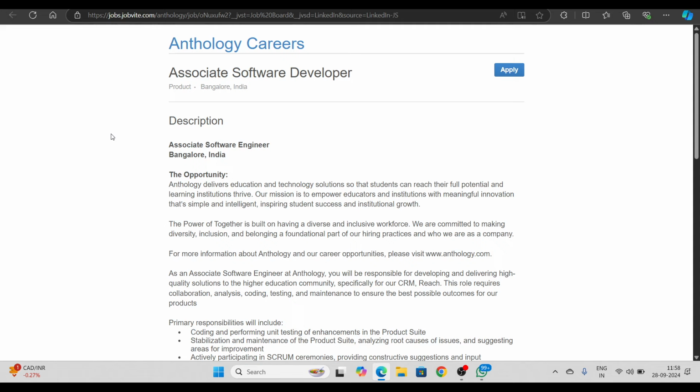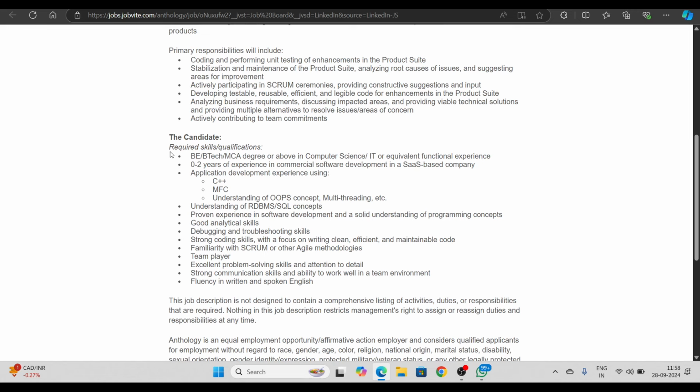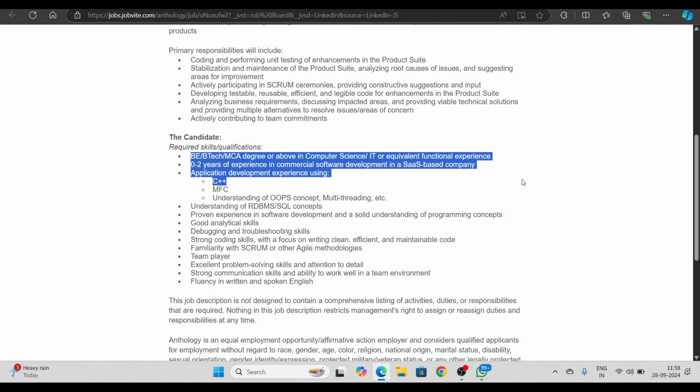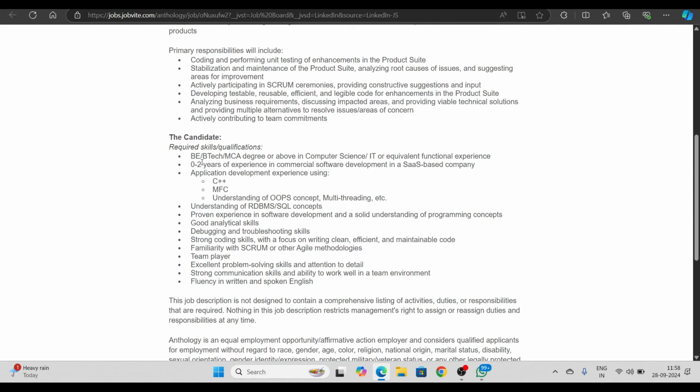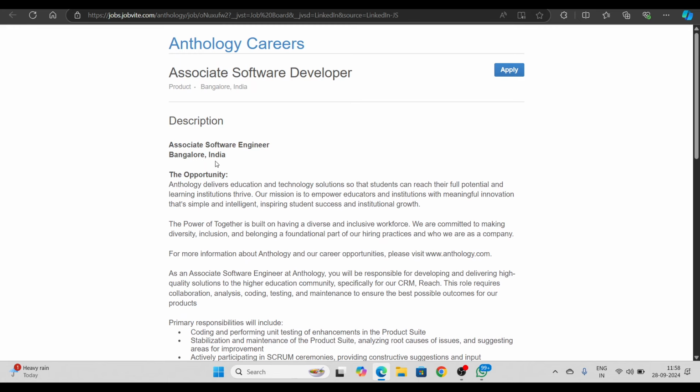Then we have the next hiring opportunity, that is from Anthology Careers. They are hiring for associate software developer. If you read the qualifications, the graduation required is a B.Tech or MCA degree or above in computer science, IT or equivalent functional experience. 0 to 2 years of experience in commercial software development is required, and also some basic understanding of programming like C++. All the basic requirements you can read here. The job location will be Bangalore, so you can try to apply in this as well. It is a good hiring opportunity, so do not miss out on applying.